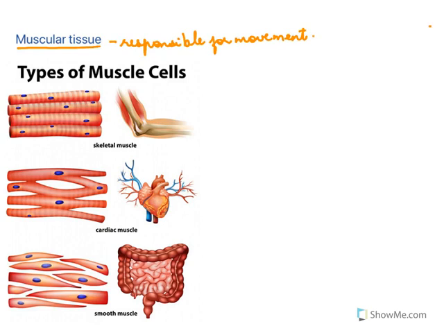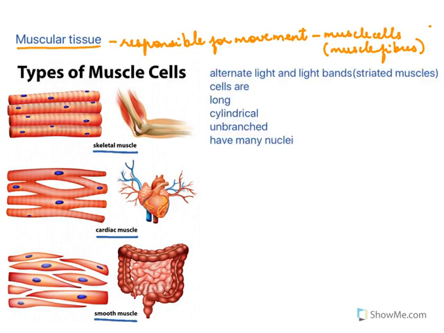The muscular tissue is made up of muscle cells, and these muscle cells are also called muscle fibers. There are three types of muscle fibers or muscle cells, like you can see in this picture. We have the skeletal muscles, which are attached to the skeleton. We have the cardiac muscles, which are present in the heart, and we have the smooth muscles, which are present in many other organs, involuntary muscles present in the intestines and other parts of the body.